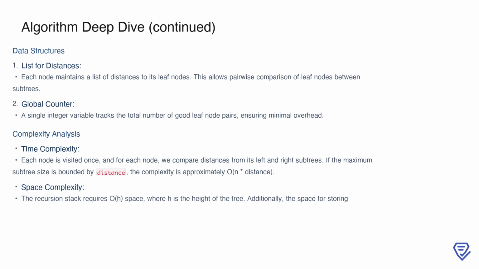In terms of complexity, the time complexity is approximately O(n * distance). This is because we visit each node exactly once and compare distances from the left and right subtrees, limiting the comparisons to the maximum allowed distance. The space complexity includes the recursion stack, which requires O(H) space, where H is the height of the tree, as well as the space for storing distances, which depends on the number of leaf nodes and the distance parameter.